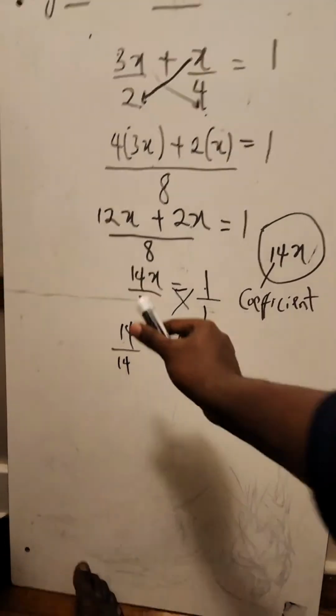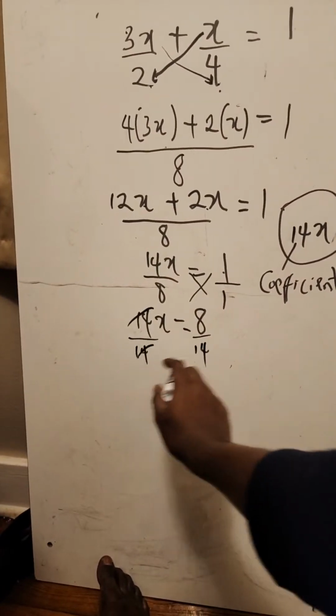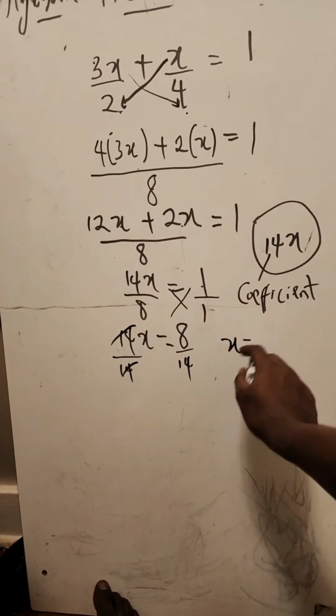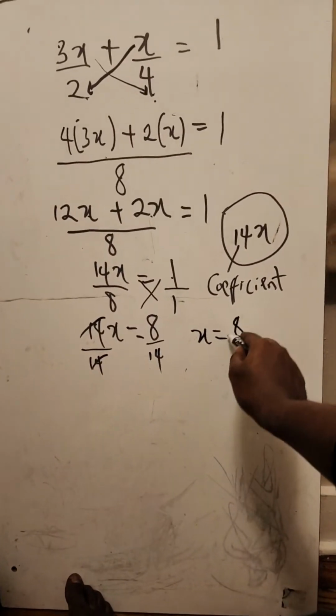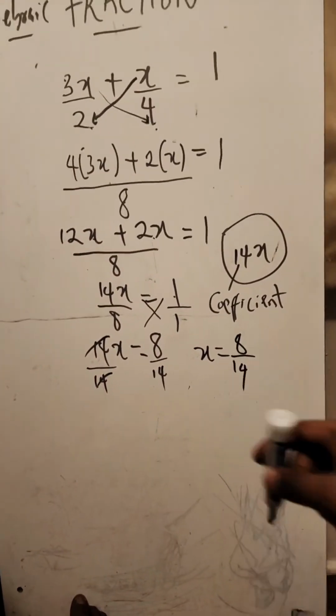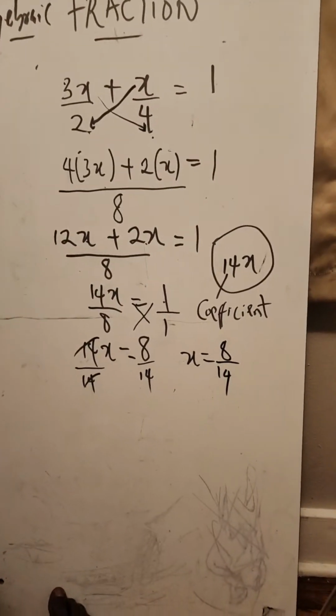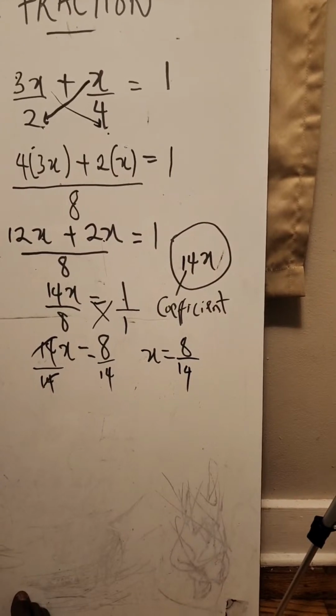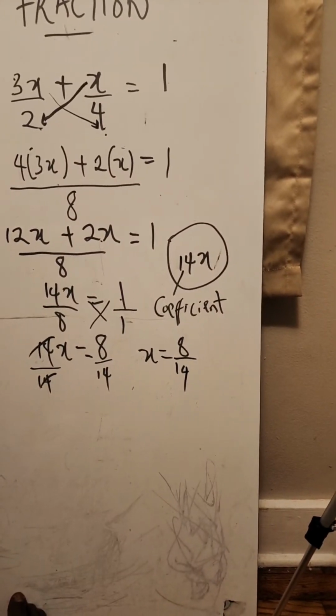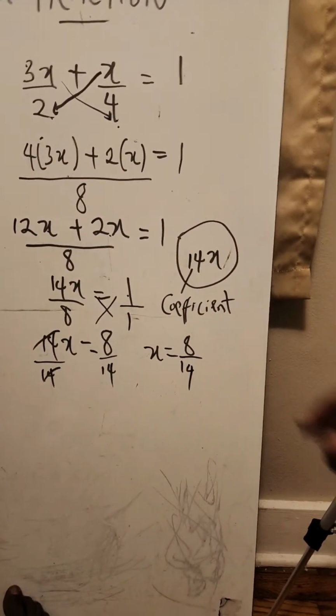So now 14 cancels out 14. We're having x, and here we have 8 over 14. If you stop here, you've done a great job. But this is not the end of everything. The next thing to do is to divide to the lowest term. And how do you divide to the lowest term?